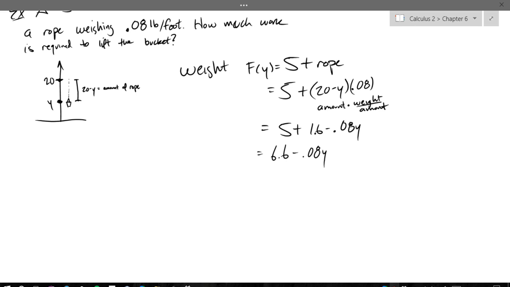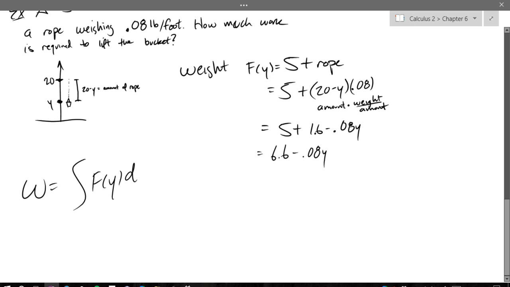Work is the integral. So we have a function of y, so it's going to be the integral of f of y dy from a to b. So we got f of y is 6.6 minus 0.8y dy. What about endpoints, end values?